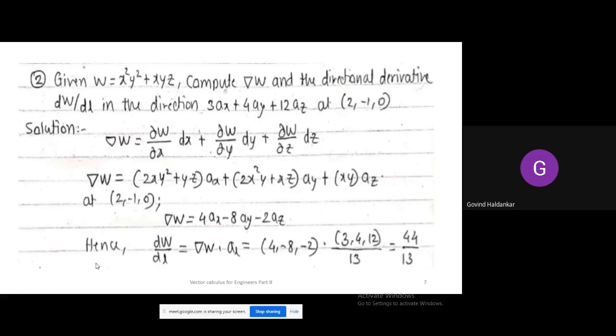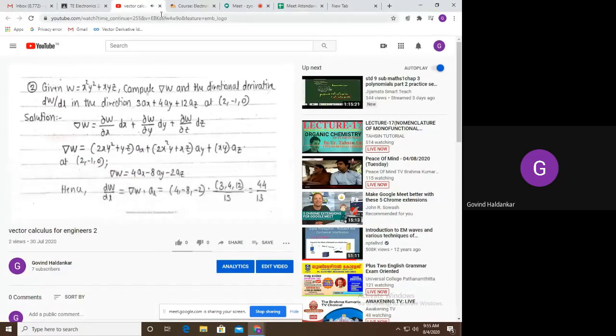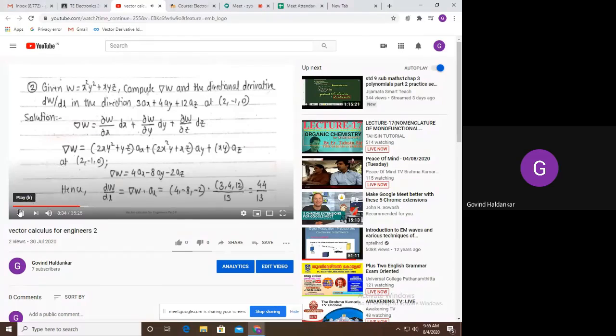So given is w, then dw by dl, that is the directional derivative you have to find, and the direction in which that directional derivative is taken is given by 3ax 4ay 12az, and the point through which that vector is passing is 2, minus 1 and 0. So naturally we require to find the gradient of w using del w. Del we have already defined, and w is given. So del w by del x.